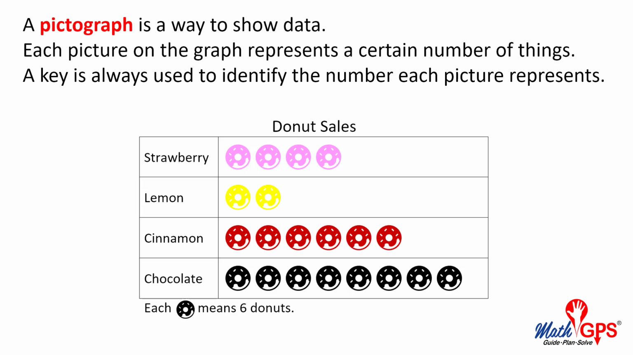A pictograph is a way to show data. Each picture on the graph represents a certain number of things. A key is always used to identify the number each picture represents. If each picture is 6 donuts, how many strawberry donuts were sold? How many lemon donuts were sold? How many chocolate donuts were sold?